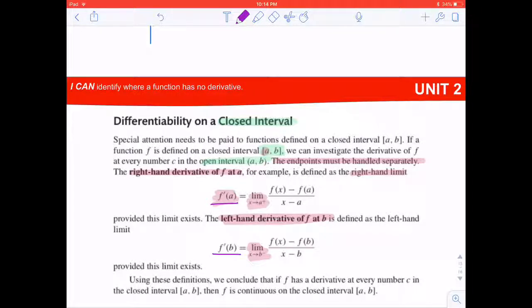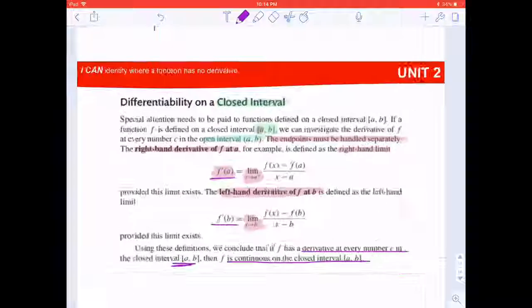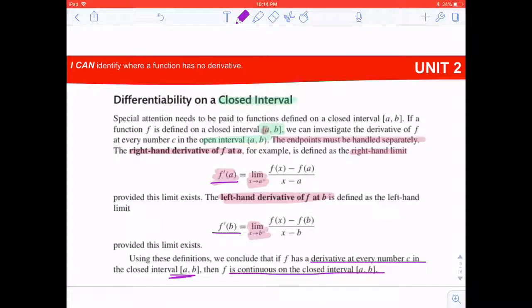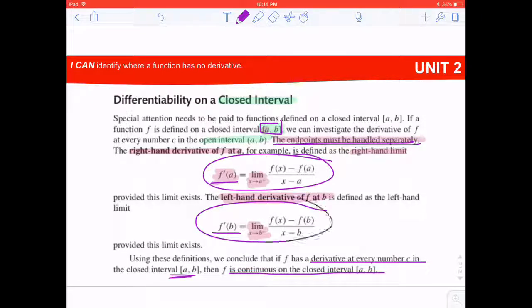then we know the derivative exists at every number c in the closed interval and also the endpoints. So we know the function is continuous on that closed interval as well. So whenever you are talking about closed intervals, remember you want to handle those endpoints a little bit differently and think about what the left and right hand derivatives are.